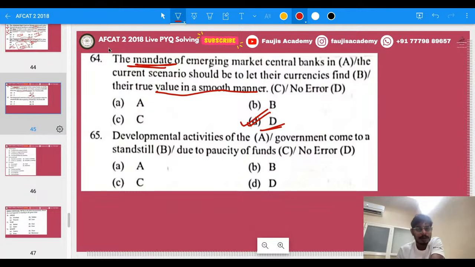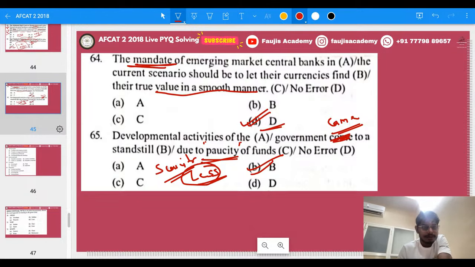Developmental activities of the government come to a standstill due to paucity of funds. It's not "come to", it's "came to" a standstill. So the error is at B. This is the correct usage of the tense over here.